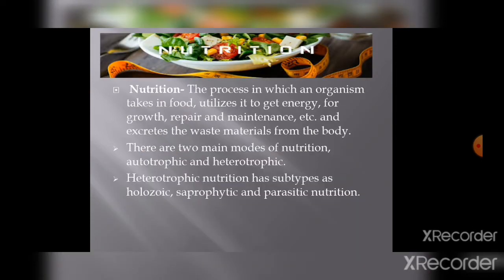First, nutrition. Nutrition is the process in which an organism takes in food, that is, the process of utilization of food, in order to get energy for growth and repair and maintenance of their body. After nutrition they will excrete their waste from their body. There are two main types of nutrition, autotrophic and heterotrophic. Autotrophic nutrition occurs in plants, whereas heterotrophic is for animals. Heterotrophic nutrition has three subtypes: holozoic, saprophytic and parasitic nutrition.